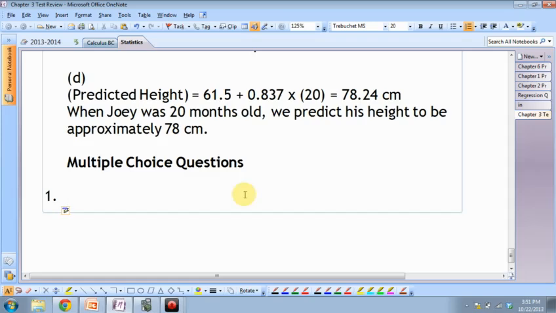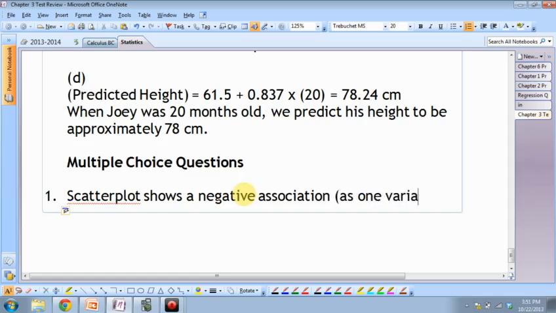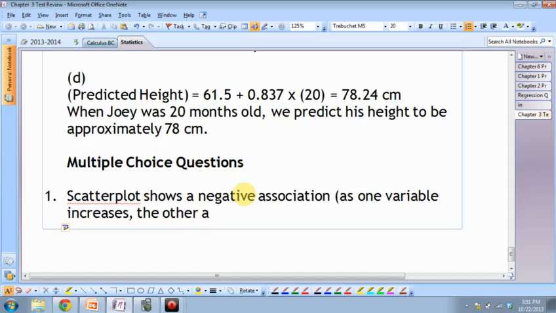So a few thoughts about this. The first thought is that the scatterplot shows a negative relationship or a negative association. What that means is as one variable increases, the other variable decreases.